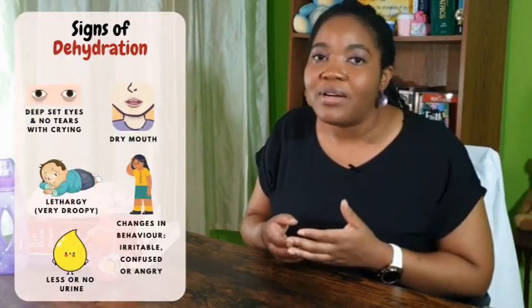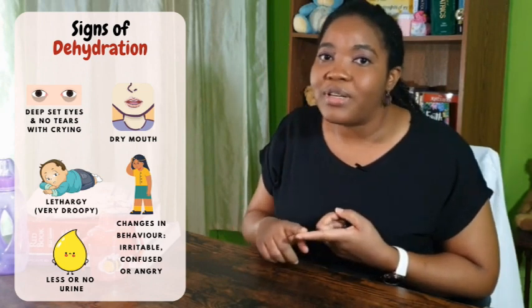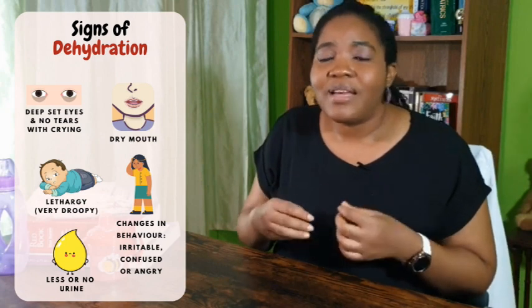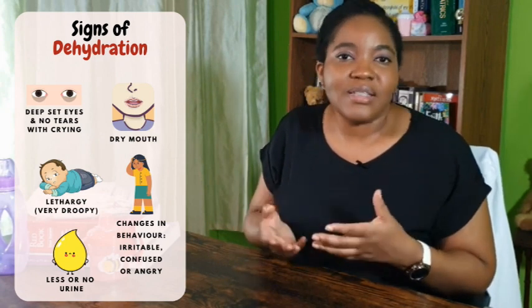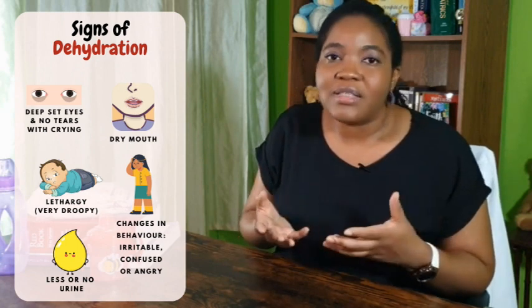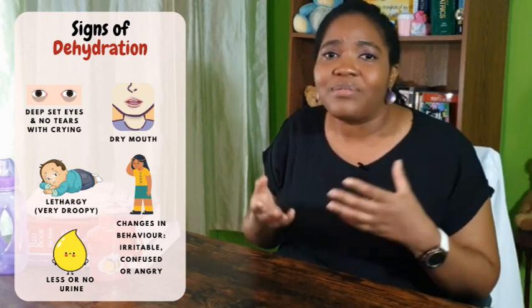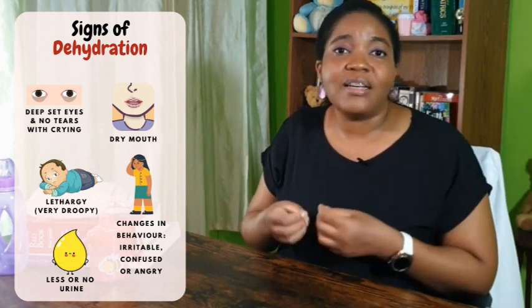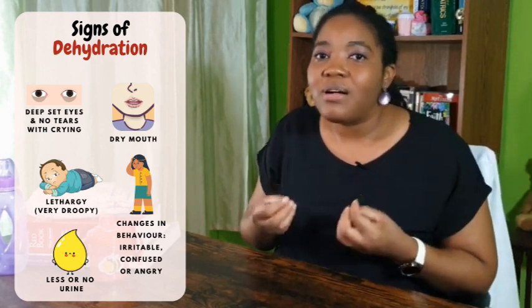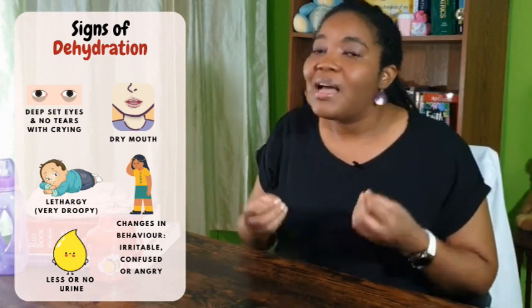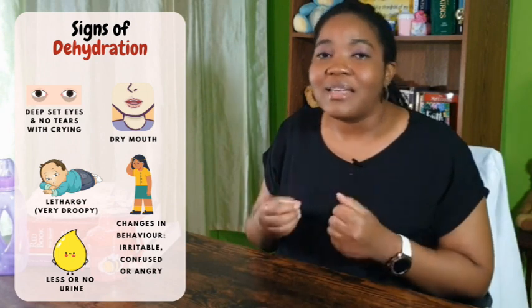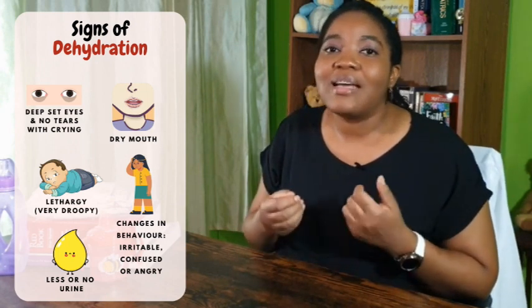So to be clear, the signs of dehydration that we're looking for is if there's less or no urine, if those eyes are sunken in, looking very deep in their faces, if they are not very active at all, not easy to arouse and not interacting with you, they have a change of behavior, they're very aggressive or they seem very confused, the mouth is very dry, they're not crying with tears. Those are all signs that dehydration is happening. And it's important to treat dehydration because it can affect the brain and it can affect the kidneys. And when it's very severe, it can even cause death.